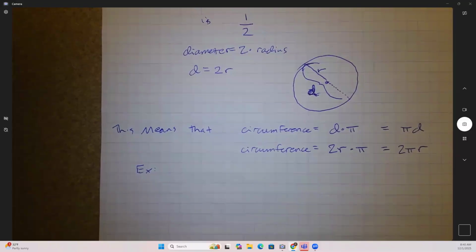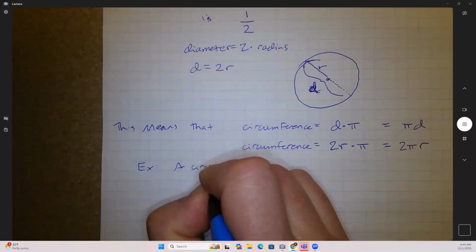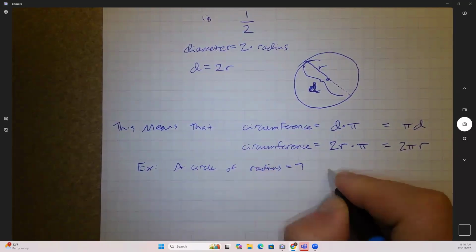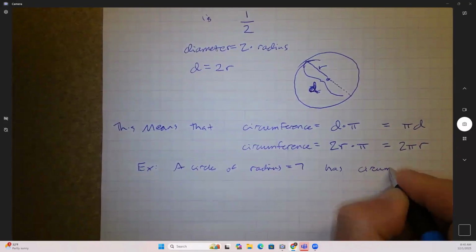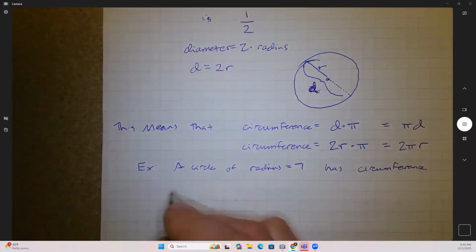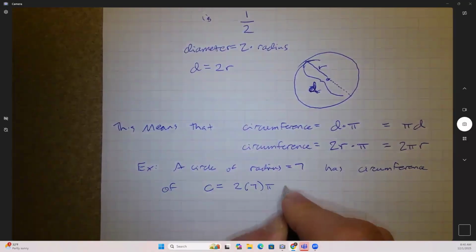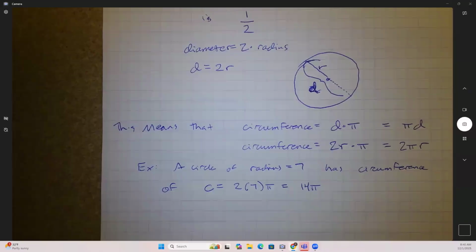So, for example, a circle of radius equals 7 has a circumference of C equals 2 times 7 times pi, 14 pi. That's exactly the circumference, which is about 14 times 3.14, which is about 43.96.